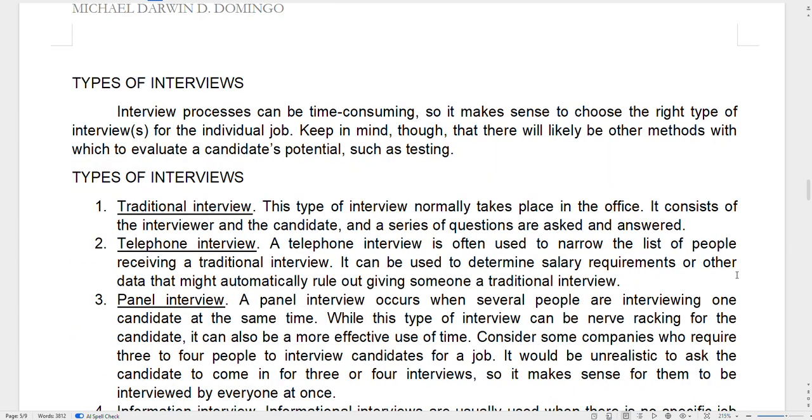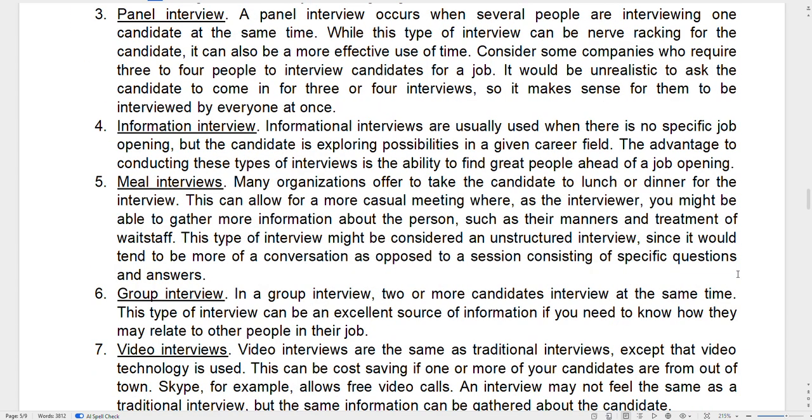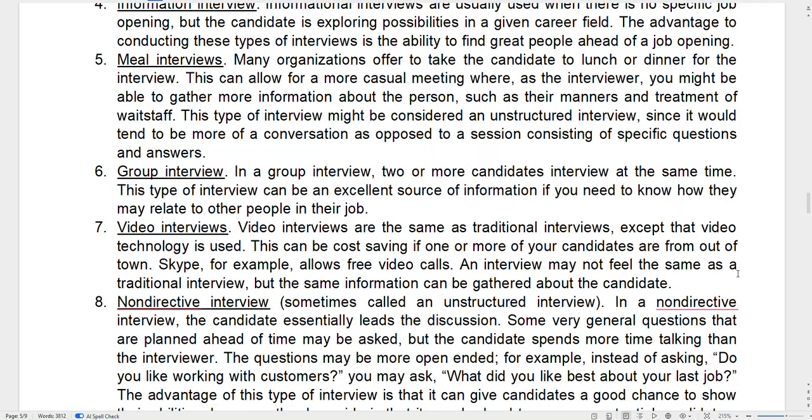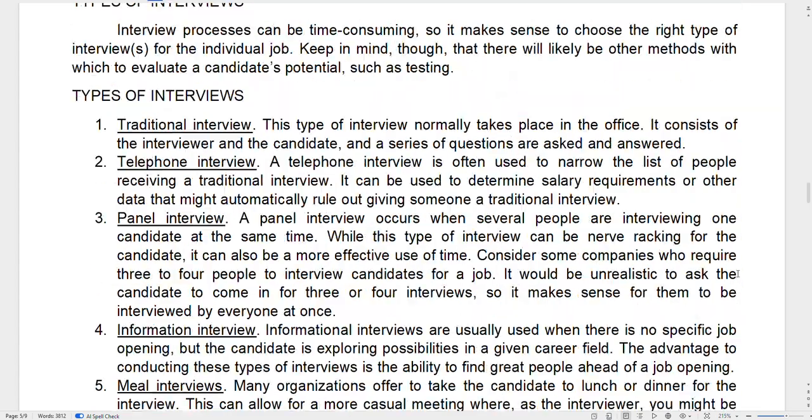There are different types of interview: the traditional, the telephone, panel, which I find really good, information interview, meal interviews, group interview, video interviews, non-directive interviews. So ano pagkakaiba ng mga yan? So going back to number one, traditional. So this one is the normal type of interview. So we have the interviewer and the candidates. And then tanong, tanong, tanong, tanong, tanong.